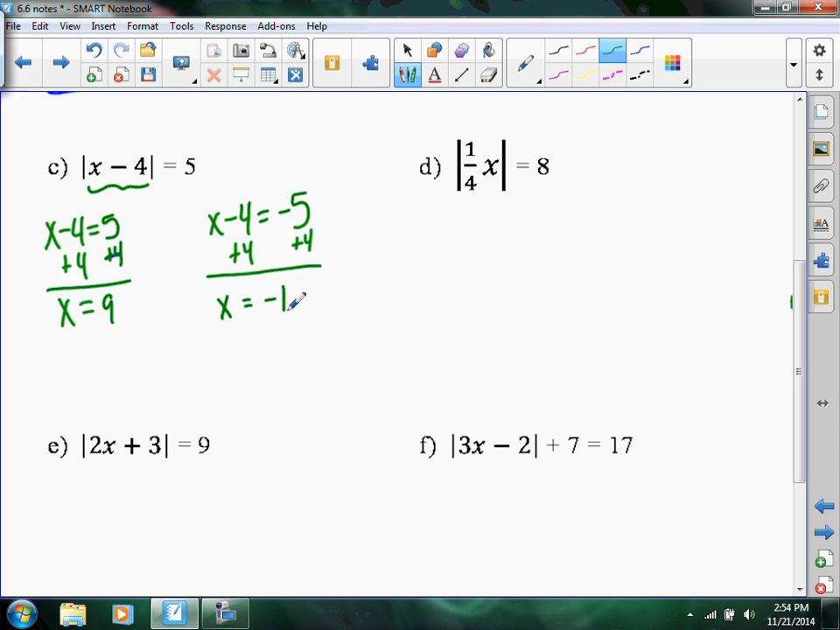Okay, so I have two possible answers here. Now I'm going to check them. If I take 9 and substitute it back in, 9 minus 4 is 5. Absolute value of 5 is 5. Okay, so x equals 9, that's a true statement.